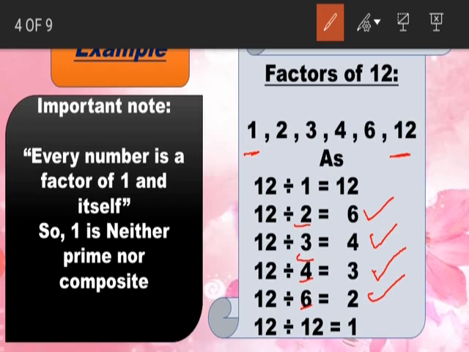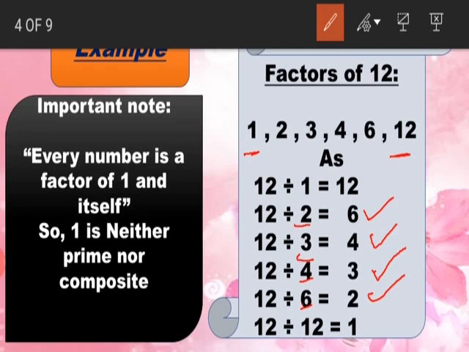Now what comes next? The next number is 7. Class, is 12 a multiple of 7? Look at the 7 times table. 7 ones are 7, 7 twos are 14. No, there is no 12. So class, 12 is not a multiple of 7. So we can say that 7 is not a factor of 12.